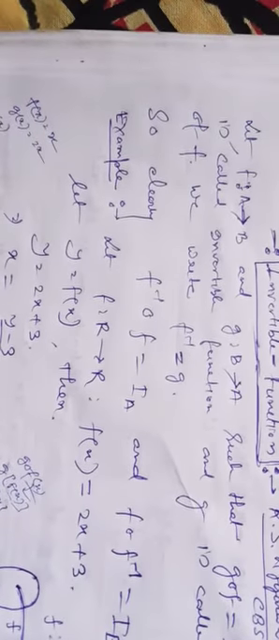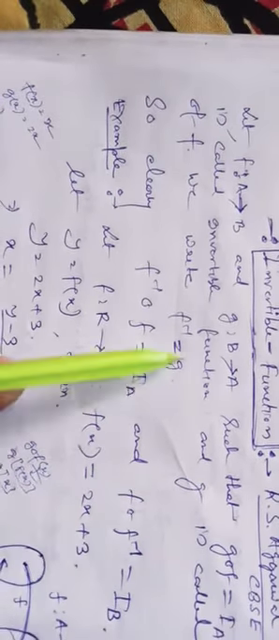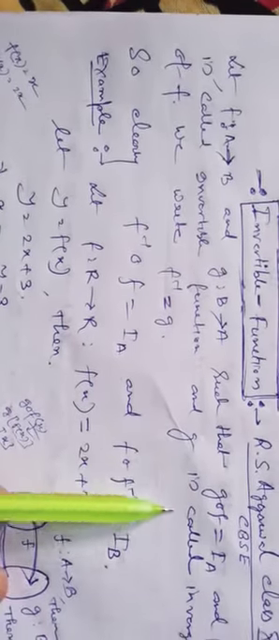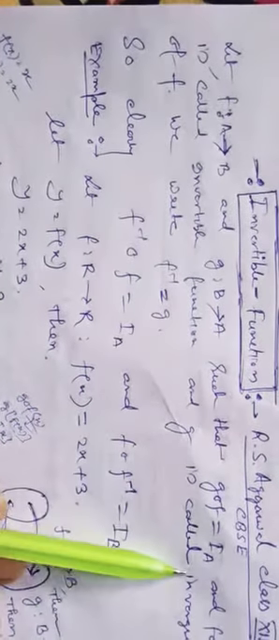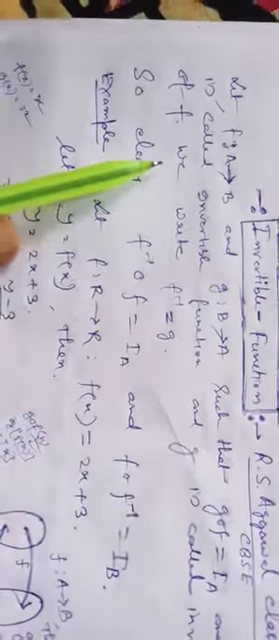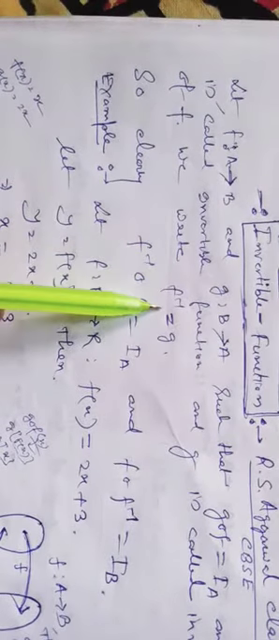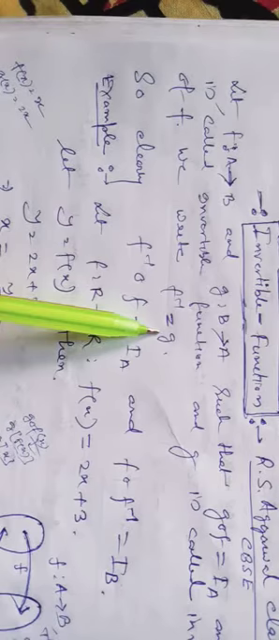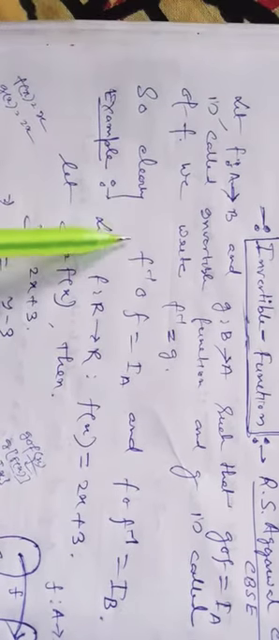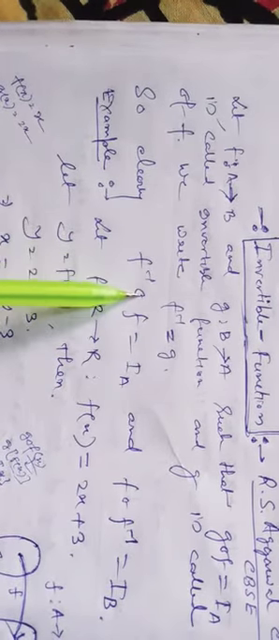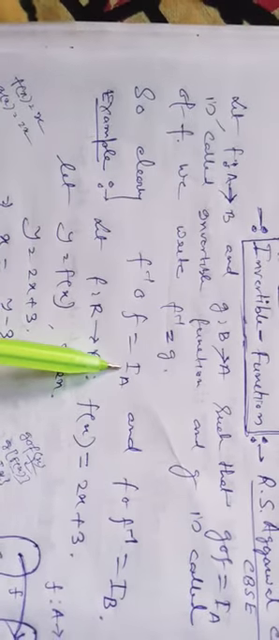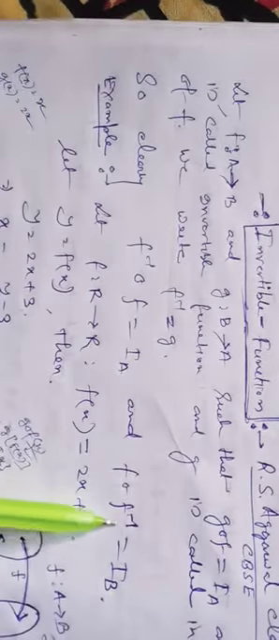Now let us come back to the definition. Here g is called the inverse of f, and we write f inverse is equal to g. So clearly f inverse compose f is equal to I_A and f compose f inverse is equal to I_B.